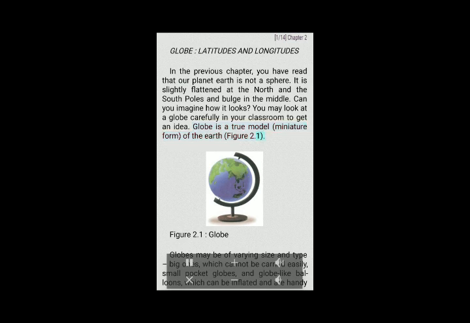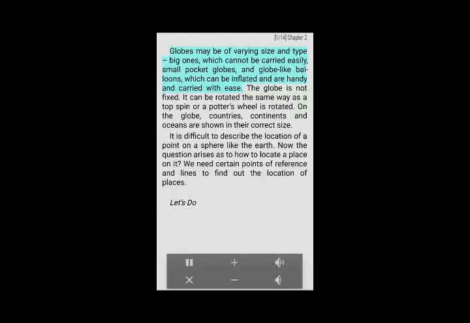Figure 2.1. Globe. Globes may be of varying size and type: big ones, which cannot be carried easily, small pocket globes, and globe-like balloons, which can be inflated and are handy and carried with ease. The globe is not fixed. It is rotated the same way as a top spin or a potter's wheel is rotated. On the globe, countries, continents and oceans are shown in their correct size.